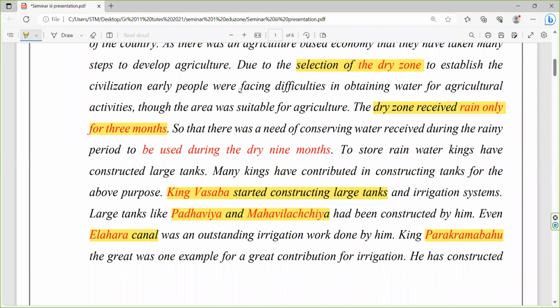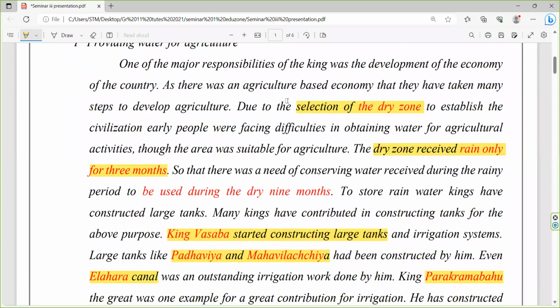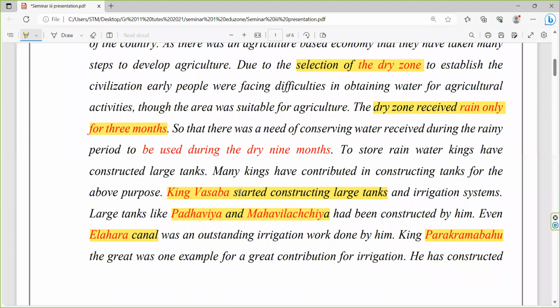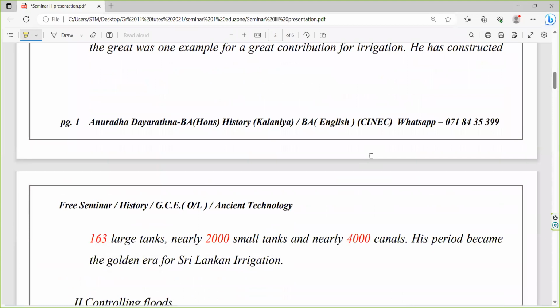Okay, so to support this heading, providing water for agriculture, there are 3 things you must write in the paragraph, otherwise full marks are not given. Selection of the dry zone for settlements. The dry zone receiving rain only for a few months. And kings constructing tanks, giving examples of the kings. Right, now see here, we'll move on.